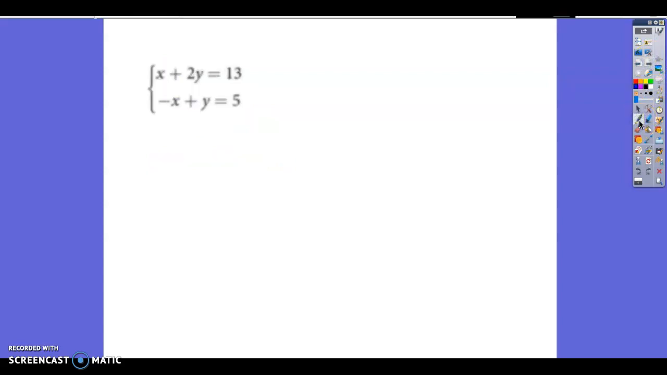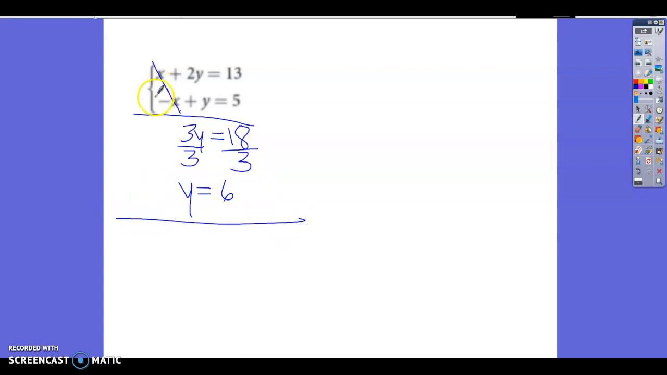All right, let's look at this one. We've got x and negative x, so again, we can add these together. If I add these together, this cancels. 2y plus y is 3y. 13 plus 5 is 18. Divide both sides by 3, and y equals 6. Once we find y, we can plug that back in to find x.